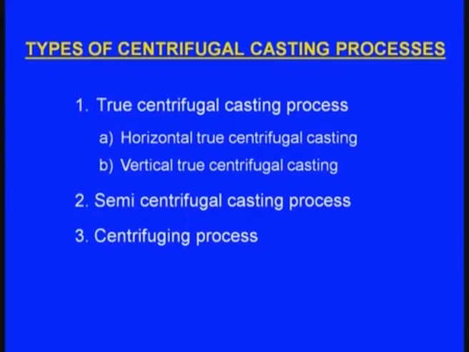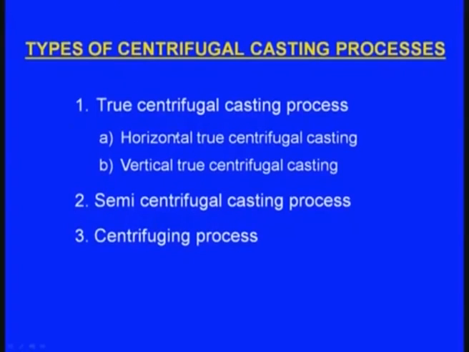Now, with this we are coming to the end of this lecture. We have seen the principle of the centrifugal casting process, and we have seen the broad classifications of the centrifugal casting process. One is the true centrifugal casting process, the second one is the semi centrifugal casting process, and the third one is the centrifuging process. In the case of the true centrifugal casting process, there will be either a horizontal mold or a vertical mold, and these will be rotating at a predetermined speed, and the molten metal enters into these molds, but in this case we get a hollow component or a cast component with a hole inside.